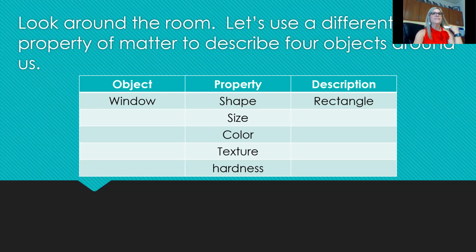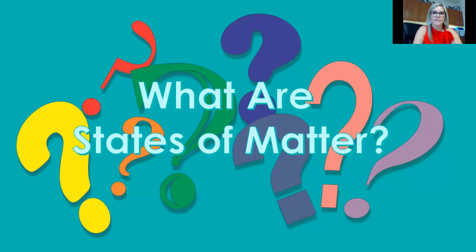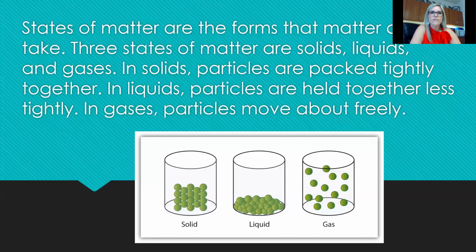All right, y'all did a great job describing the different properties of the different objects. So what are the states of matter? States of matter are the forms that matter can take. The three states of matter are solids, liquids, and gases. In solids, particles are packed tightly together. In liquids, particles are held together less tightly. And in gases, particles move about freely.